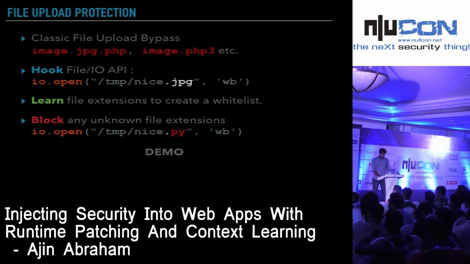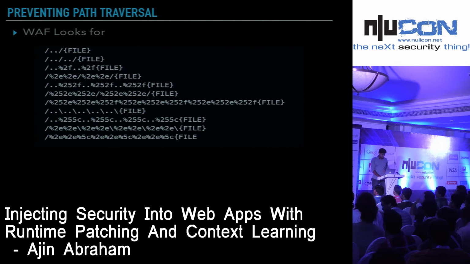Moving on, we have file upload protection. The same thing. When somebody uploads a file, you hook into the API which is responsible for writing the file, extract the extensions, and generate a whitelist. And then based on that, if any other files come with a different extension, at the end of the day, you can actually block it. I'm not showing the demo because of lack of time. Another thing is path traversal. So think about the amount of payload or the blacklist that a WAF needs to have to block this. It's too much, right? There are so many types of escaping and encoding, all those things your WAF has to handle.